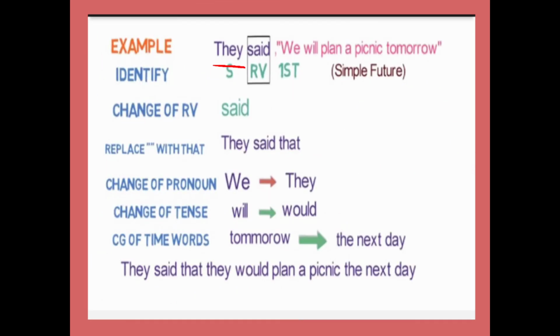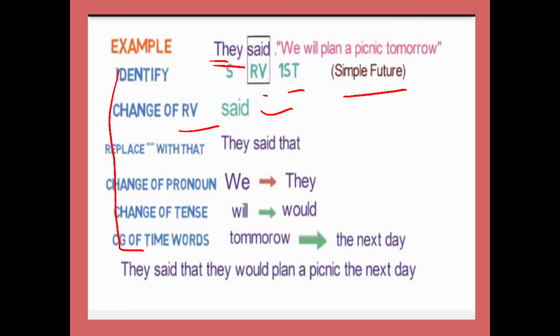Now see one example. They said, we will plan a picnic tomorrow. So we will discuss here the six steps. First we have to identify that they is the subject, and if it is written they said to them, then them will be the object. Said is the reporting verb, and we is a first person pronoun. And what is the tense? Simple future. Now said will remain the same.